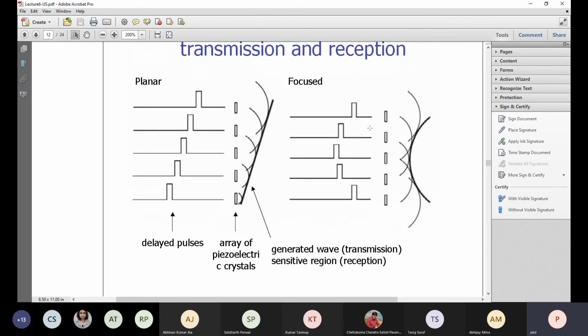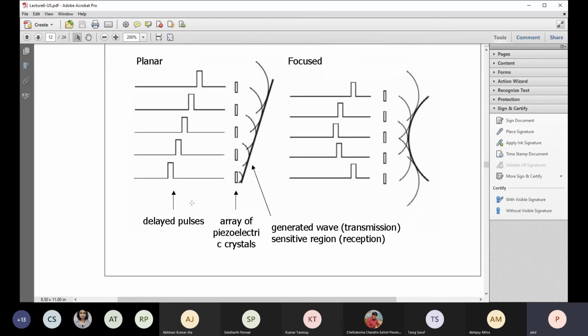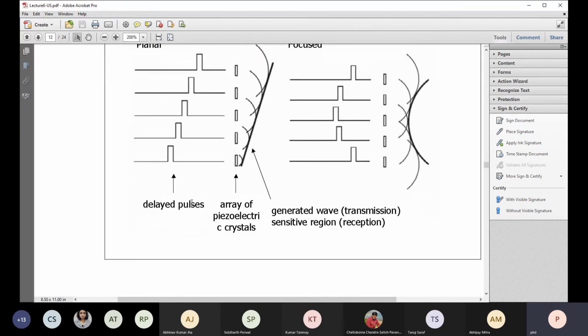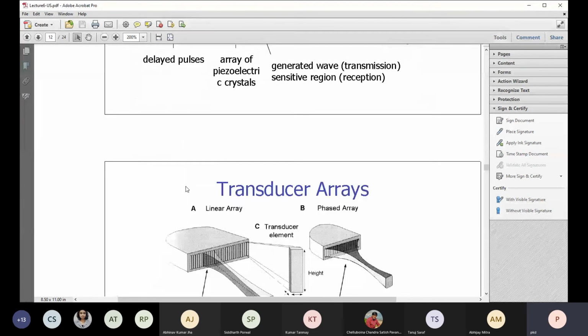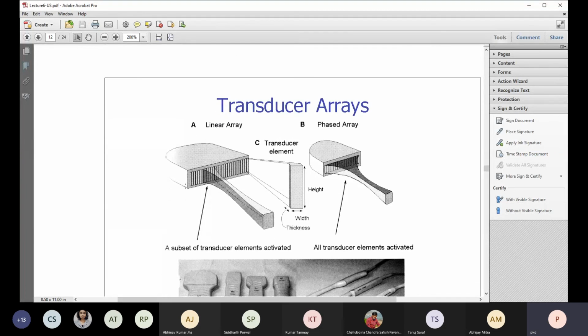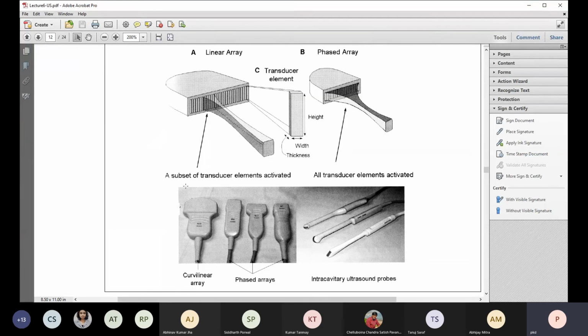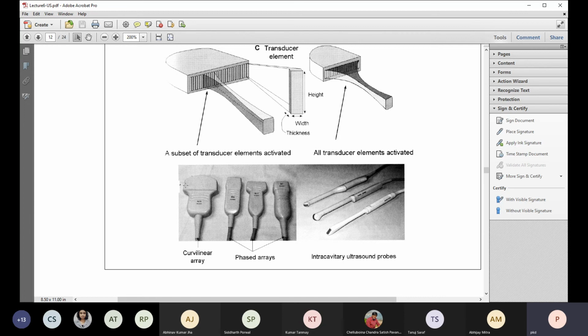So by varying the delay, we can increase or decrease the focal length. Here are some pictures of the transducer arrays.